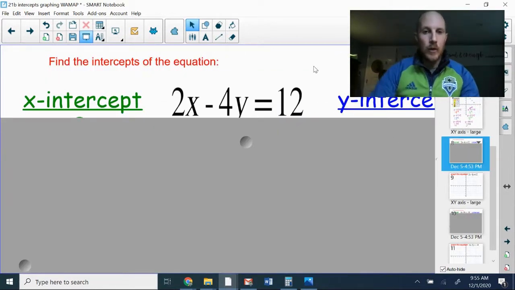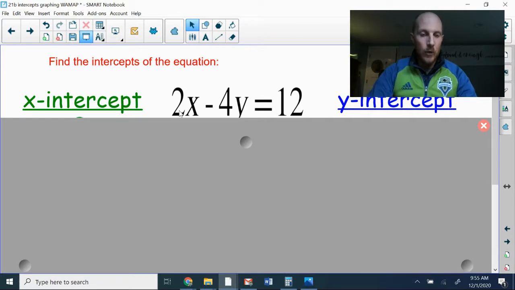So here's what that's going to look like. We're going to make a graph of this equation, 2x minus 4y equals 12. And rather than making a table of values and populating that whole table full of numbers and then using those to create points on the graph, we're only going to identify these 2 points, just the x-intercept and the y-intercept. And we'll use those 2 points to create the graph.